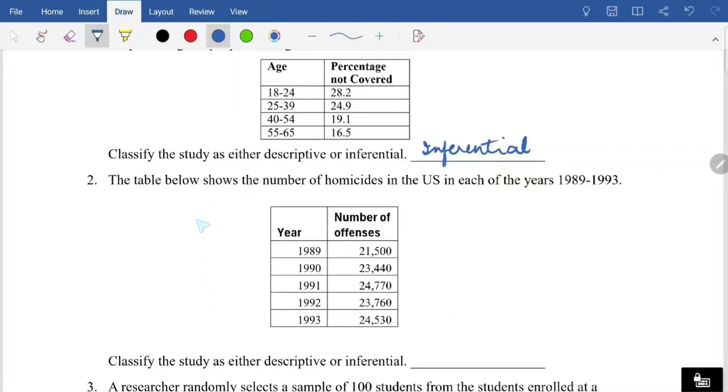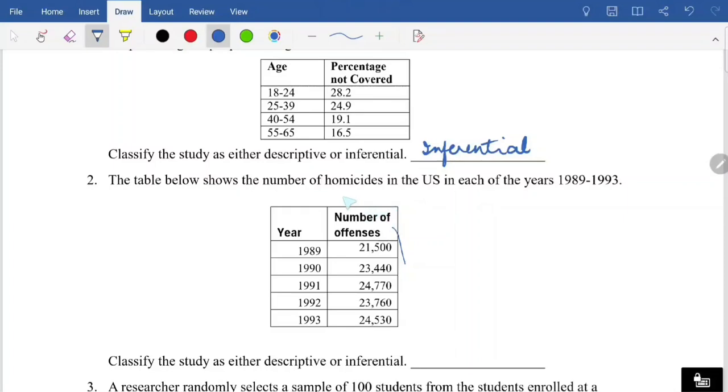Same type of question. They're asking us to decide whether the study is descriptive or inferential. But the question says here, the table below shows the number of homicides in the US in each of the years 1989 to 1993. So we have again our data arranged as a table, a frequency table. In the first column, we have the different years starting from 1989 going all the way to 1993. And in the second column, we have the number of offenses, the number of homicides that occurred in each of these years. And that's all it says.